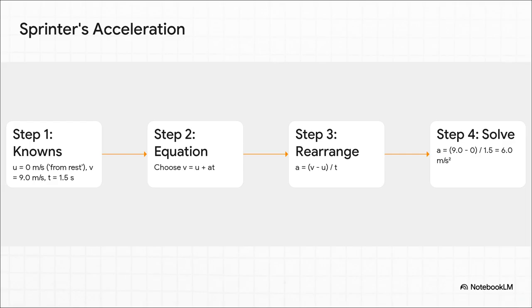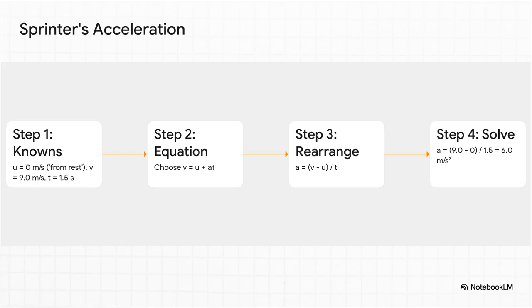So, how do we tackle this? We use a simple step-by-step process. First, let's just list out everything we know. That phrase, from rest, is a huge clue. It tells us the initial velocity, u, is 0. We know the final velocity, v, is 9.0 meters per second, and the time, t, is 1.5 seconds. The thing we don't know is a, the acceleration.